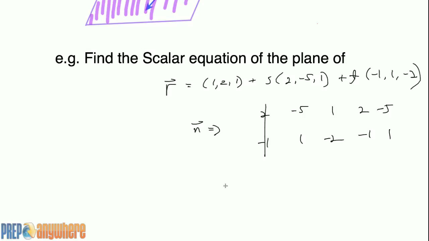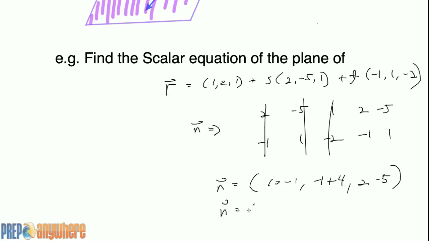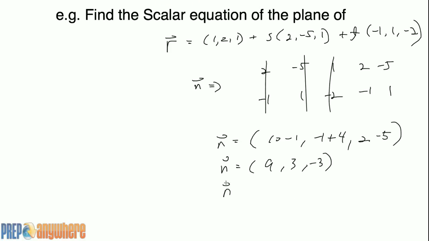Okay, so cross that out. 10 minus 1, cross that out. Minus 1 plus 4, cross that out. 2 minus 5. So the normal vector is 9, 3, negative 3. So we can actually make that nicer. Divide everything by 3: 3, 1, negative 1.